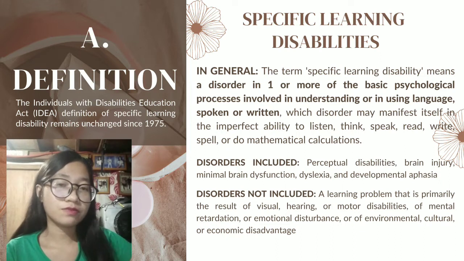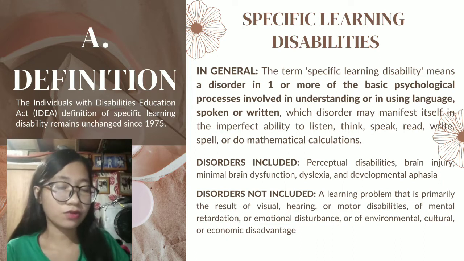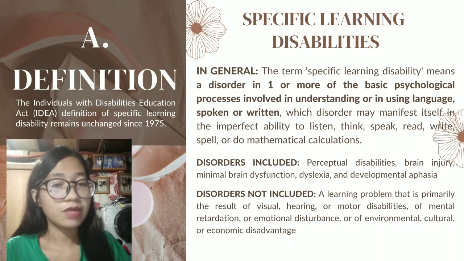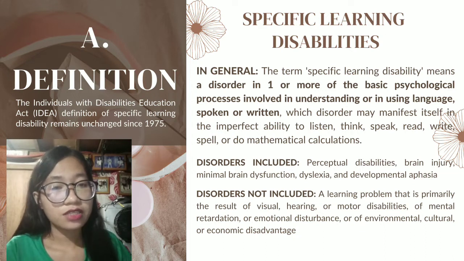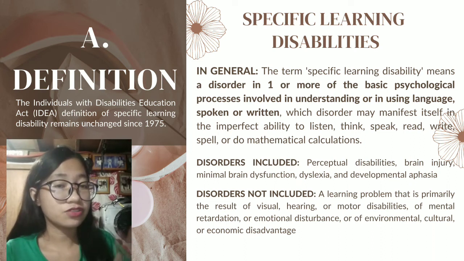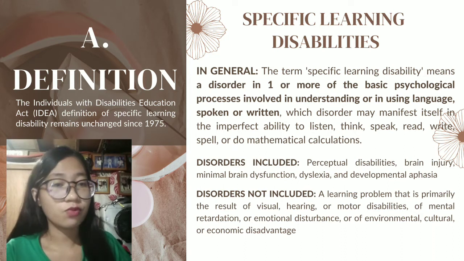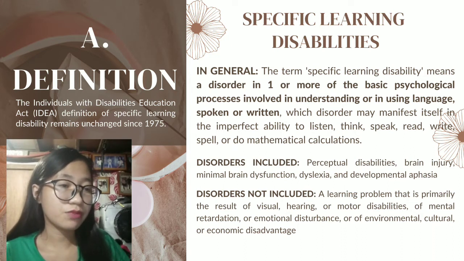So for those people or children who have suffered a brain injury, there is a tendency that it may result in learning disabilities. And much worse is that when a child already has a learning disability and then gets a brain injury, there is a tendency that the specific learning disability will worsen. Then minimal brain dysfunction.